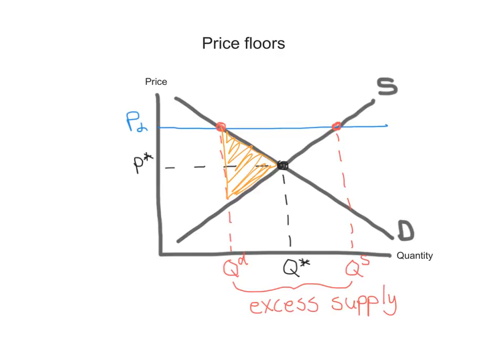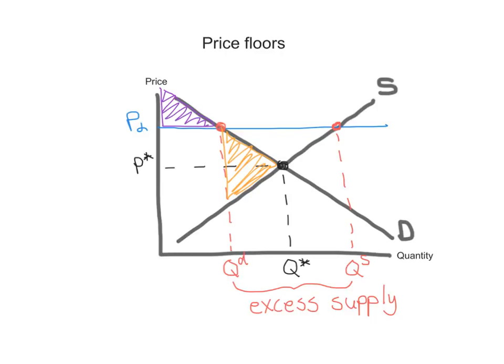From the consumer side, the consumers are going to be unambiguously worse off. Not only do fewer consumers actually get the product, but the ones that do get to buy the product have to pay a higher price for it. So consumers are going to lose not only this triangle of surplus due to fewer transactions, but they're also going to lose this area of surplus due to having to pay a higher price for their product. So the consumer surplus is going to be limited to this much smaller triangle.